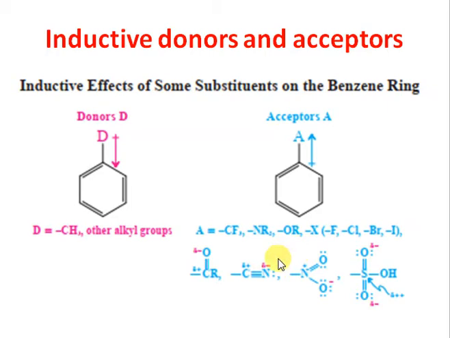So nitro is a very strong electron withdrawing group if directly attached to the benzene ring, so it can withdraw with respect to inductive effects. So this is the sulfonic acid group. The sulfonic acid group can also withdraw electron density with respect to the inductive effect.